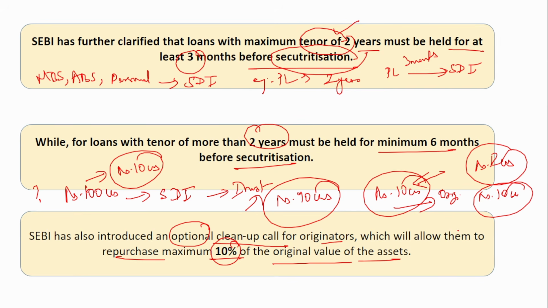This is an option given to them. It is not compulsory that you have to buy. If the bank feels that it is very tedious to manage this small pool, they can buy back, that is, repurchase up to 10% of the original value of the assets. This is an option given to the banks or the NBFCs. I hope you have understood the securitization process and also the new rules formed by SEBI. It is very important, especially from the SEBI exam point of view. Please remember each and every point.